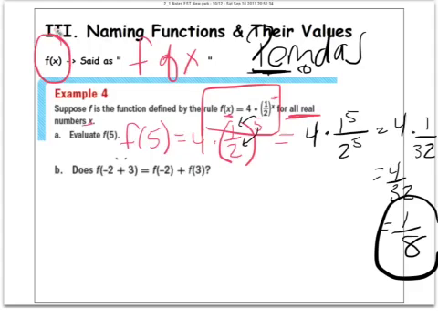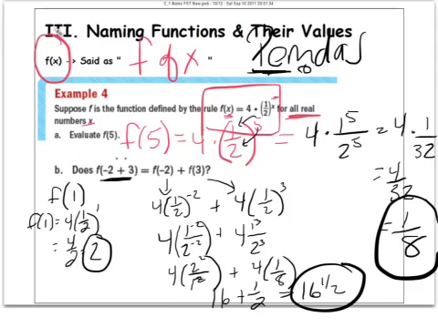Okay, Part B is an interesting question. They want you to determine, is f of (-2 plus 3) the same as f of -2 plus f of 3? Basically, can we distribute function notation? Is the big question. I want you to pause the video and just think about this for a second or two, and then when you're done pausing it, I'm going to pop the answer up, and you're going to see if they are equal or if they're different. So go ahead, pause it, and think about this for a second.